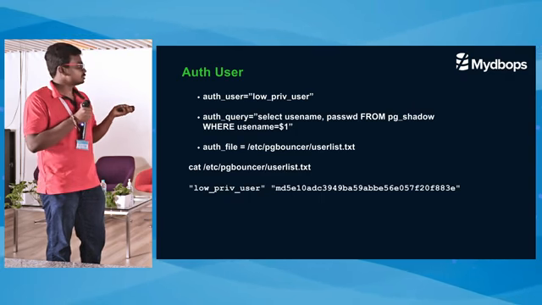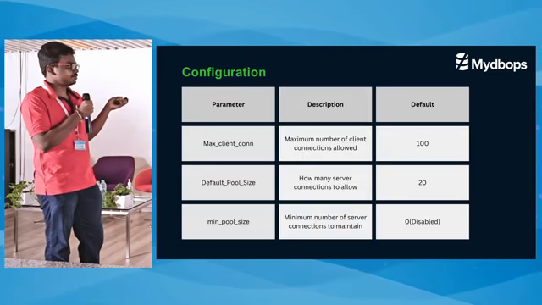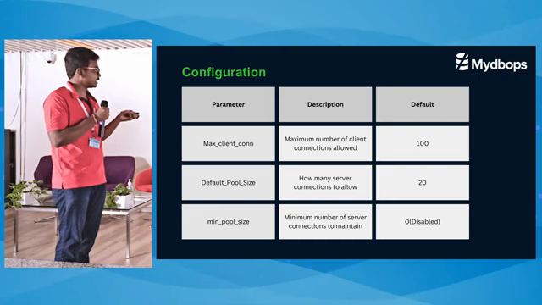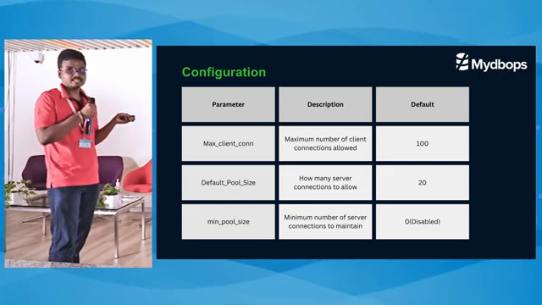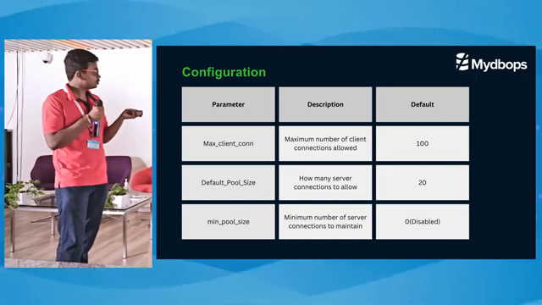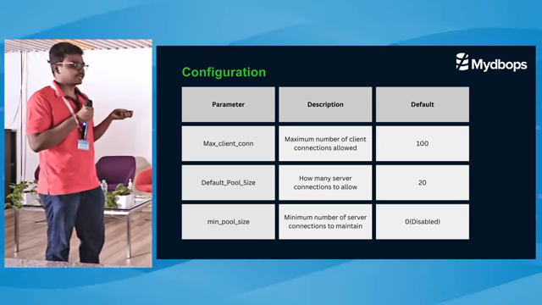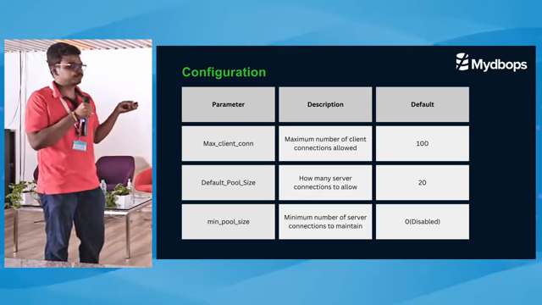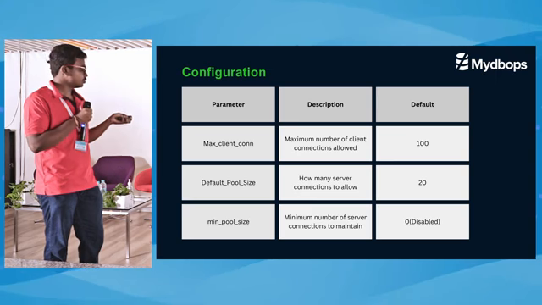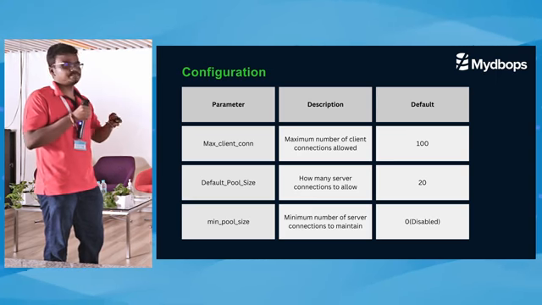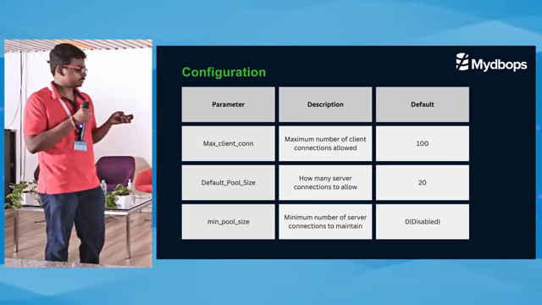Once you are done with this, the remaining are very basic configuration settings like max client connections, which is the maximum number of client connections you want to allow. Default pool size is 20, which is how many connections need to be maintained with the server, and the minimum pool size means how many connections need to always stay connected with the database from the pool.